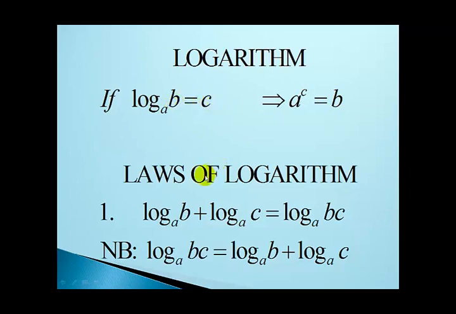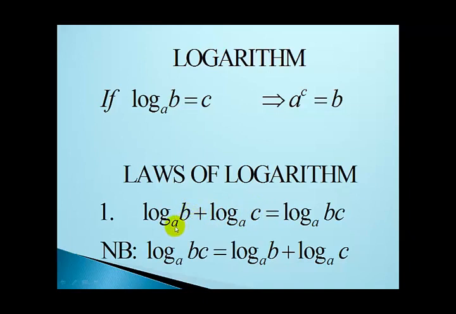Now, let's look at the laws of logarithm. Law number 1: log b to the base a plus log c to the base a equals log bc to the base a. Now, when you look at the first law, we can see that the logs are of the same base, that is base a, but the numbers are different. They can either be the same or different numbers.